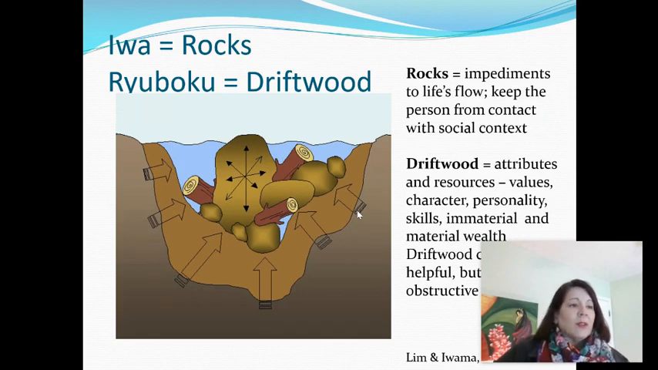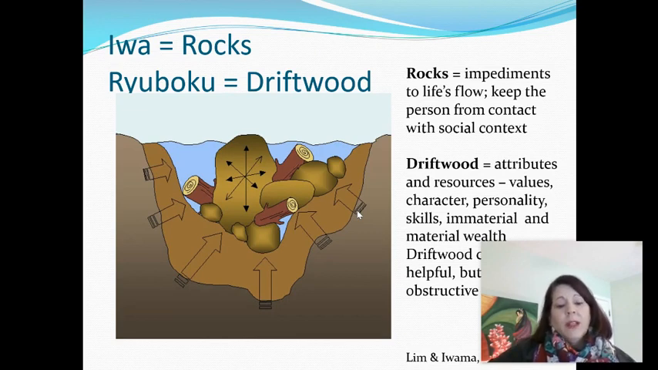Now let's talk about what are some of the obstacles to that life flow. First, we have Iwa, which is rocks, and Ryuboku, which is driftwood. So the rocks are impediments to life's flow, and they can be anything that are keeping the person from contact with their social context. Now, this could be the disability or dysfunction that the person is facing, but it could also be someone in their environment or something in their environment that they see as an obstacle. Anything that impedes their life's flow.